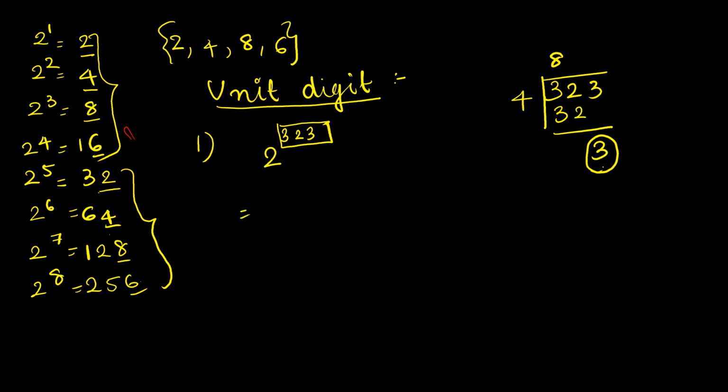Now replace this 323 by this remainder, that is 2 raised to 3. What is 2 raised to 3? 2 raised to 3 is 8. Therefore the unit digit of 2 raised to 323 is equal to 8. This is how we find the unit digit.